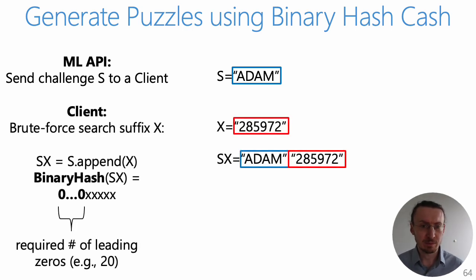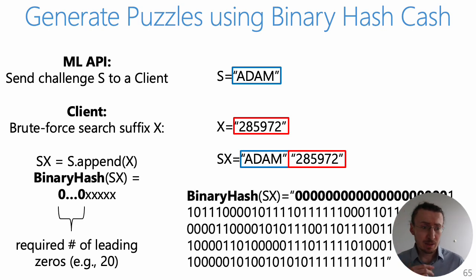Then to solve the puzzle, the client has to find a suffix X that can be appended to the challenge string S, so that the message digest, the hash of S with appended X, has at least a specific number of leading zeros. In the red box we have an example of such a suffix. The only way for a client to find such a solution is by brute force search. We apply the brute force approach because we do not want any attacker to circumvent our defense. We show the solution in the binary form.